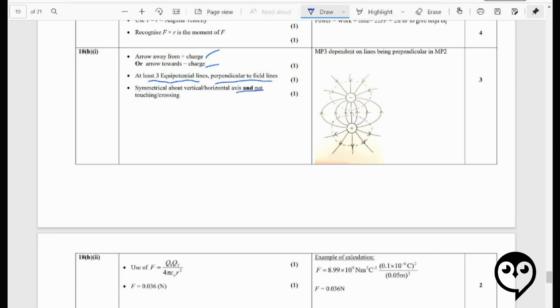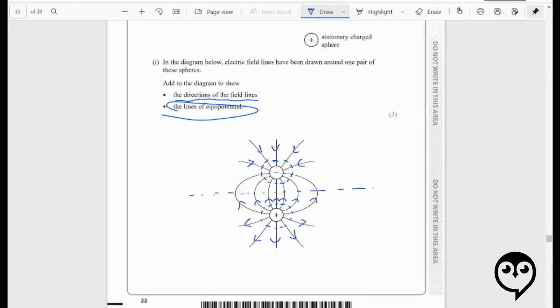And none of these equipotential lines are crossing or touching. None of the field lines cross or touch, so none of the equipotentials should, because they're perpendicular to that, okay? Now, if you wanted to go further out, you could say, hey, this is perpendicular and this is perpendicular. You could get some kind of weird shape, but I'd keep it simple by going kind of close into the charge, and then you've got that, okay? So that's what we've done, 3 easy marks.